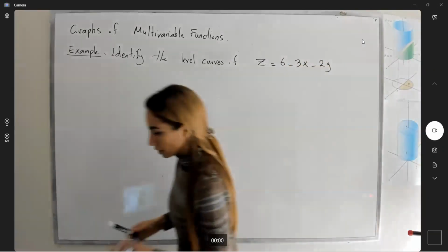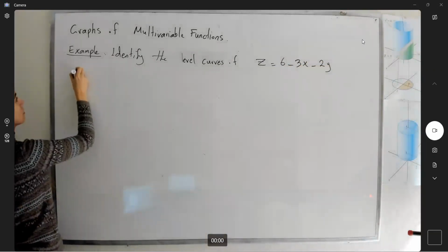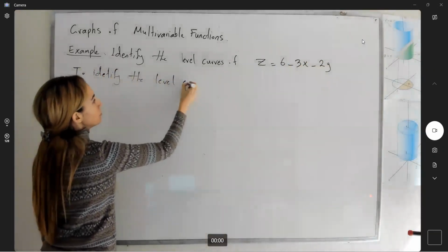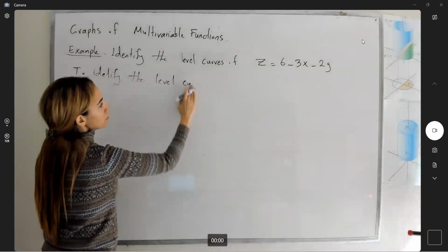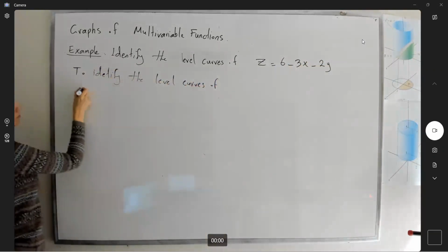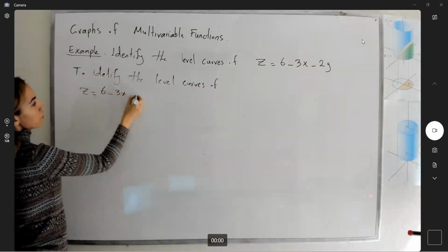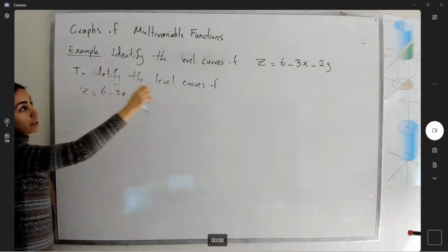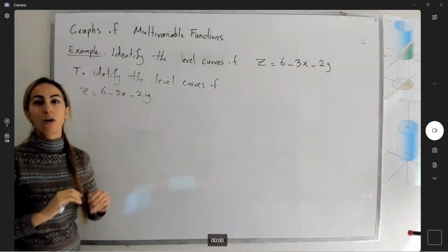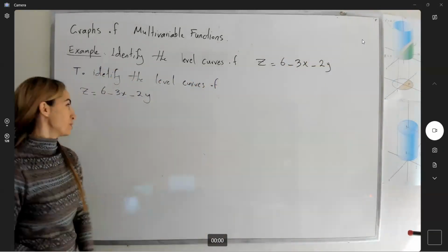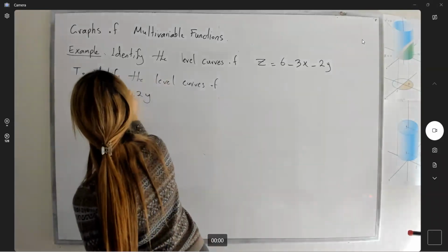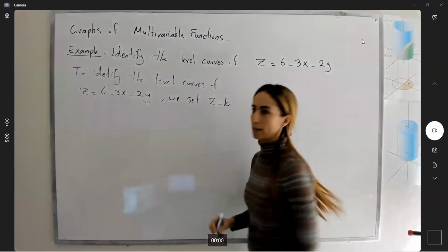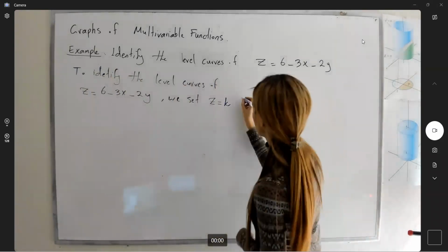When you're trying to identify the level curves of z equals 6 minus 3x minus 2y, what are we going to do? We're going to get rid of z values. Why? Because we want to find the level curves in the xy plane, so all z values must disappear. We say z equals a general constant k, anything that you like. k is a constant.